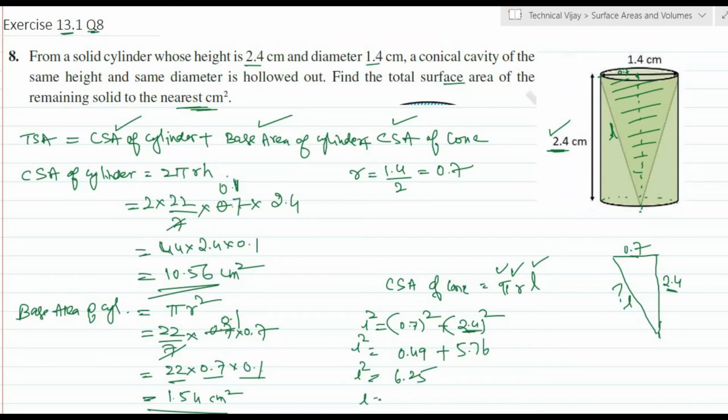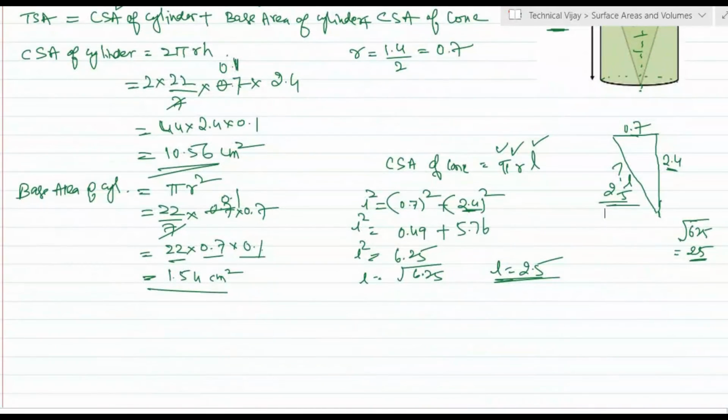So L is equal to square root of 6.25. We know the square root of 625 is 25, so this is 2.5. L is equal to 2.5. So now we will calculate the curved surface area of the cone.